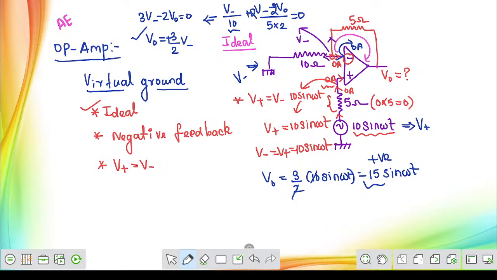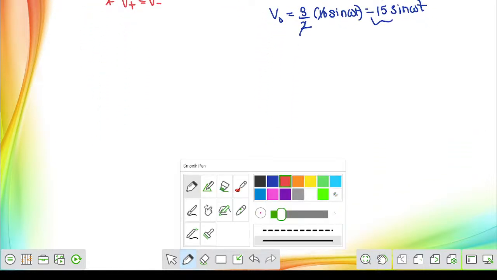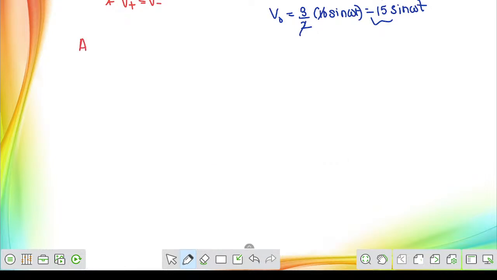Okay, that's it. That is how we apply the concept of virtual grounding whenever questions are asked in the examination from op-amp. There are a few more things you will have to remember when discussing operational amplifiers. The first one is the properties of operational amplifier. In the exam, sometimes they will give two terms, one called AD and the other called AC, and you will calculate the value of common mode rejection ratio, CMRR.